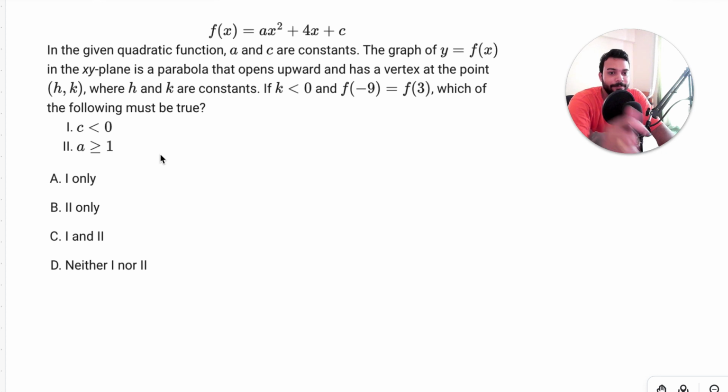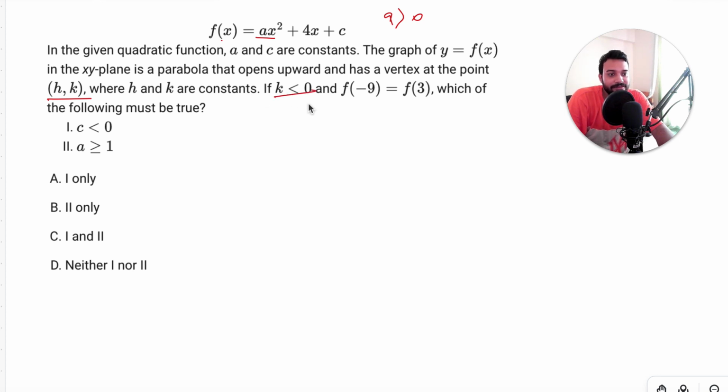Okay, so let's see. The question says f of x is equal to ax squared plus 4x plus c. In the given quadratic function, a and c are constants. The graph of y equals f of x in the xy plane is a parabola that opens upwards. So the parabola opens upwards, that means immediately we can say a is greater than 0, and has a vertex at the point h comma k where h and k are constants.